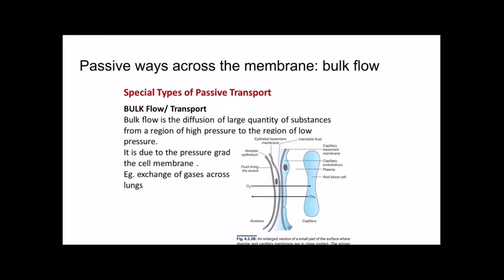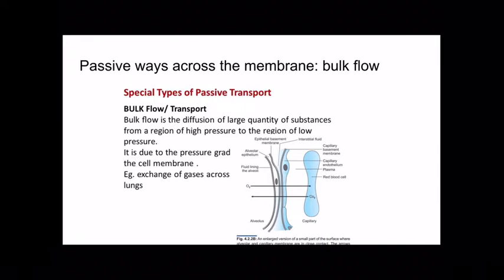Bulk flow is the diffusion of large quantities of substances from a region of high pressure to a region of low pressure. In other words, it's essentially like diffusion, but it's a stronger, faster process because the concentration of a substance is much higher on one side of the membrane than it is on the other side.